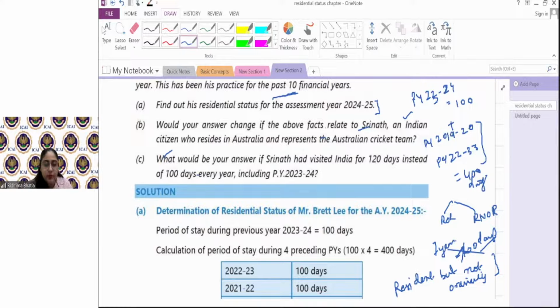So if we are talking about Srinath, who's an Indian citizen residing in Australia and coming on visits to India, he would be treated as non-resident, because of the 120 days criteria. Would your answer be different if Srinath had visited for 120 days? Yes. Our answer would be different if Srinath had visited for 120 days and his income exceeded 15 lakhs. Then he would have been an RNOR. But if his total income did not exceed 15 lakhs, then he would have been a non-resident, because there the 182 days criteria applies. Got it?